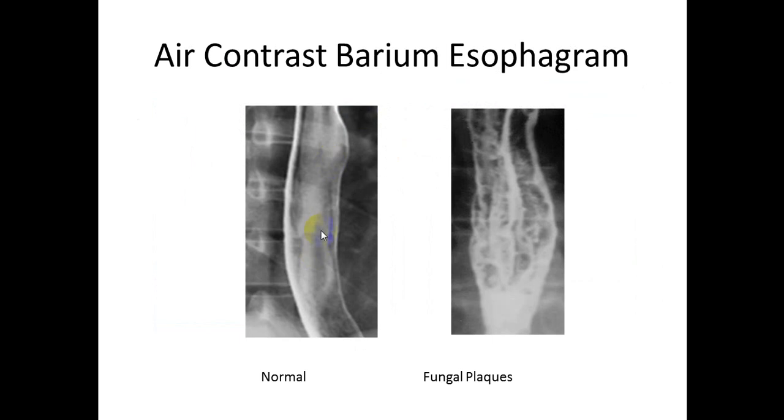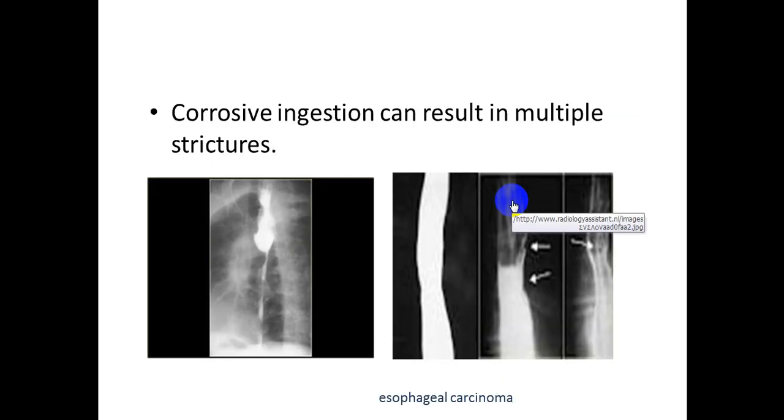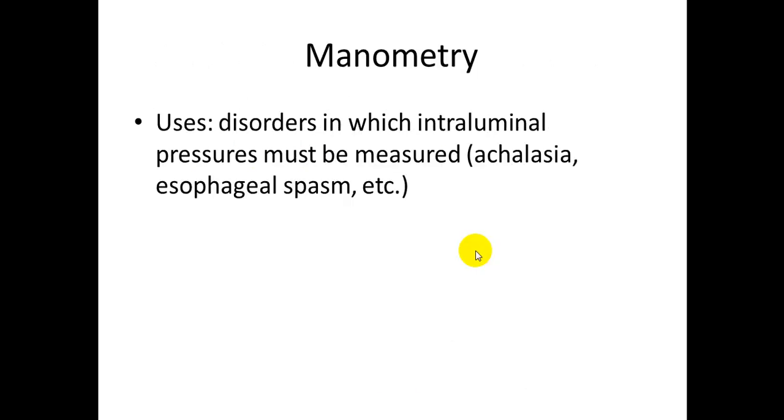This is normal, barium with air contrast. This is fungal infection of the esophagus, which could be seen in patients taking steroids for a long period or immunocompromised patients like HIV. This is corrosive ingestion, which can result in multiple strictures. This is the esophagus, this is the barium. This is the stricture, could be due to ingestion of corrosive material like chlor.